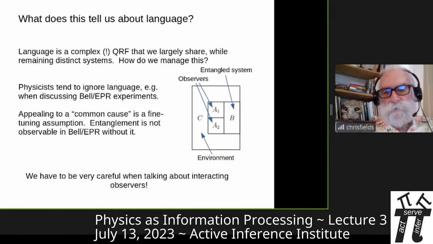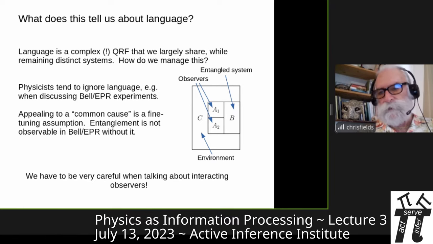So the question arises, how do we manage to do this? How do we manage to largely share a QRF while escaping becoming entangled? And this is a question that's largely been ignored in physics because physicists have tended to ignore language and just assume that observers can communicate classically.